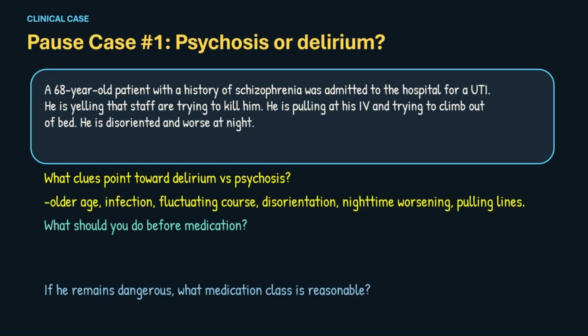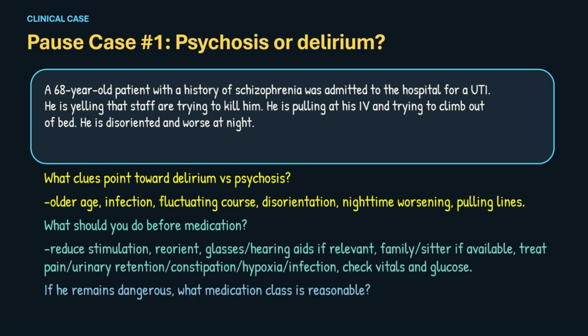So this person, even though they have a history of schizophrenia, they're older in age, they have a UTI, which is the common cause of delirium, they're admitted to the hospital, they're disoriented, with nighttime worsening. This sounds like delirium versus a primary psychosis. So how do we treat delirium?